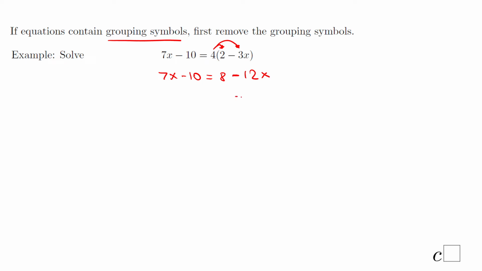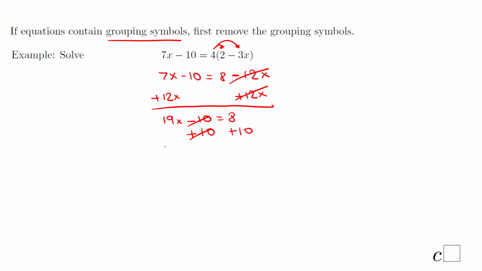So I will add 12x, but of course you can do something different if you want. To cancel this 12x, then we have here 7x plus 12x is 19x minus 10 equals 8. The next thing will be I will add 10 to cancel this minus 10. Don't forget to add 10 on the right side. So we have 19x equals 18, and the last step is to divide by 19 to get rid of this 19. Don't forget to do it on the right side also. So we have x equals 18 over 19.